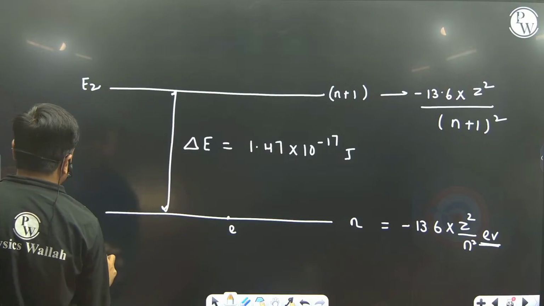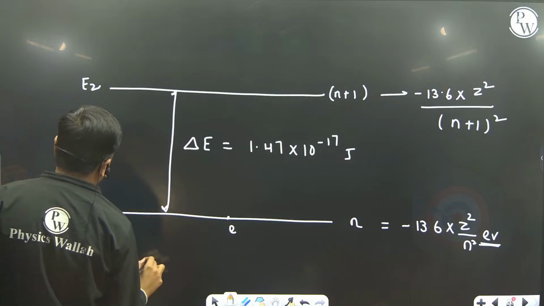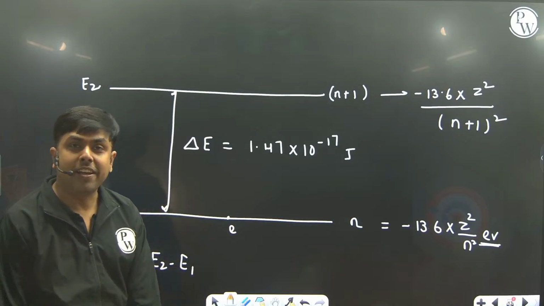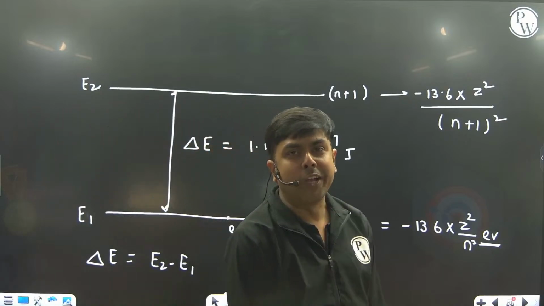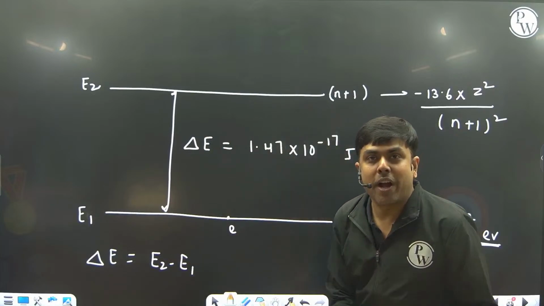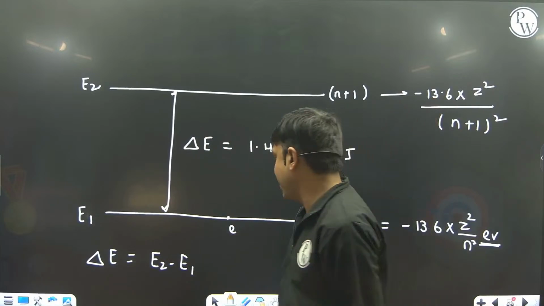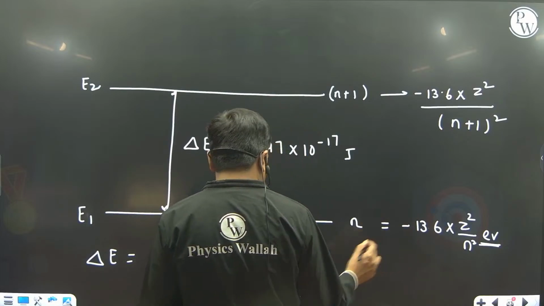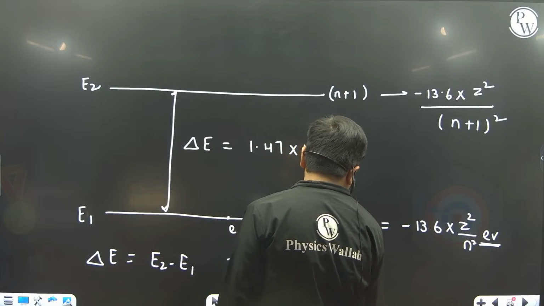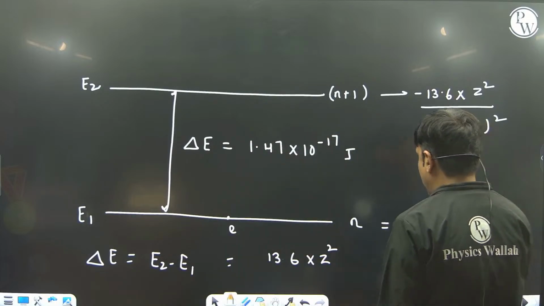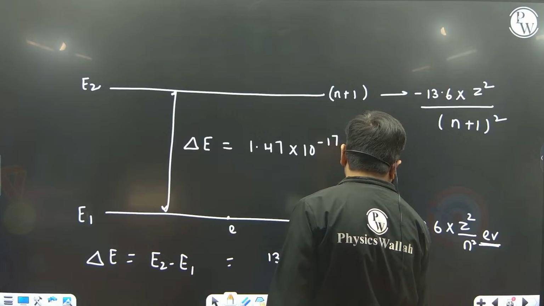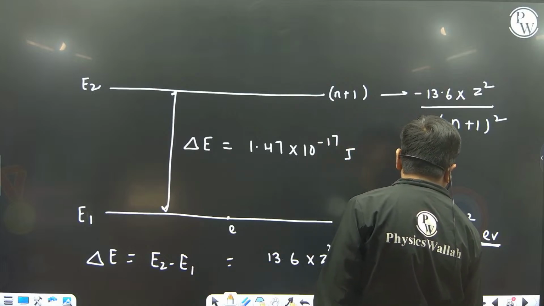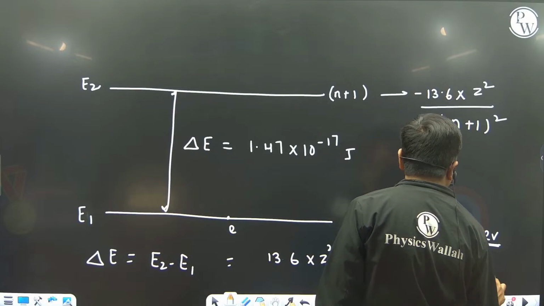So what is the energy difference? Delta E equals E2 minus E1, which is the required energy which we are providing, right? So this energy will be 13.6 Z square, I am going to write it directly now. This minus and minus will come as plus. So 1 upon n square minus 1 upon n plus 1 whole square electron volt per atom.